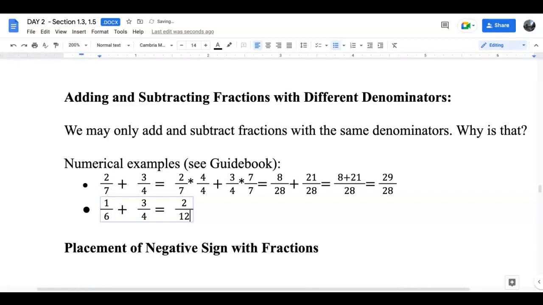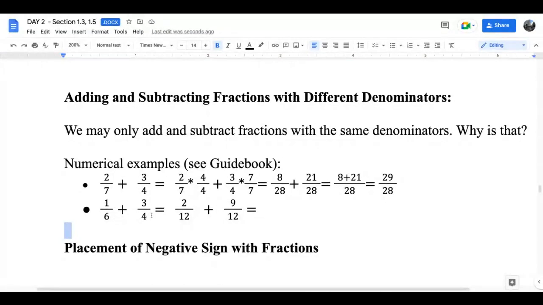So we want to change 1 over 6 to be 2 over 12. We want to change 3 over 4 to be 9 over 12. Basically, I multiply 1 over 6 with 2 over 2. I multiply 3 over 4 with 3 over 3. So I get 2 over 12 plus 9 over 12. I don't have to go to 24, you see this, right? But it's fine to go with 24.